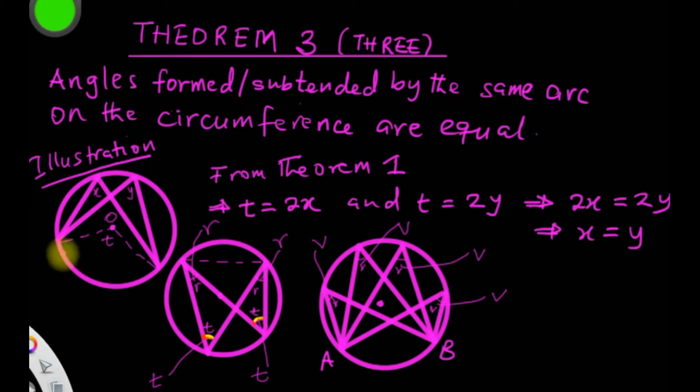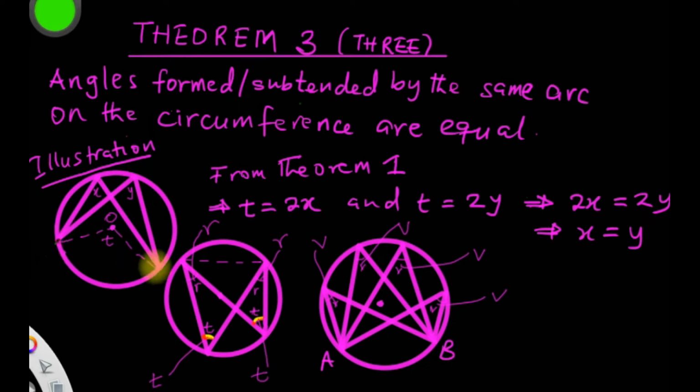If you remember, we learned before we really started this theorem about parts of a circle. So we are still using the parts, the key terms. If you don't know them, you will not be able to understand. So this theorem says that angles formed by the same arc on the circumference are equal.